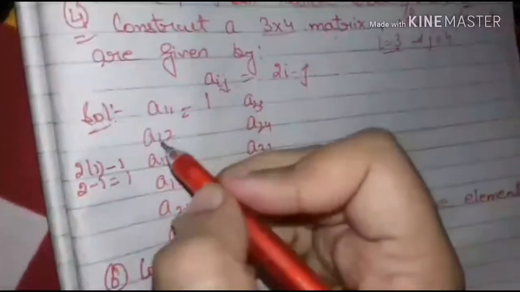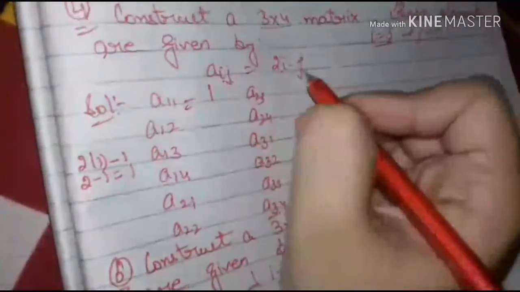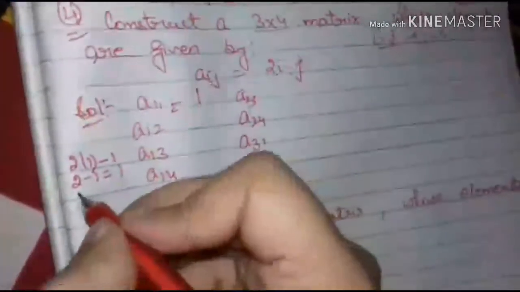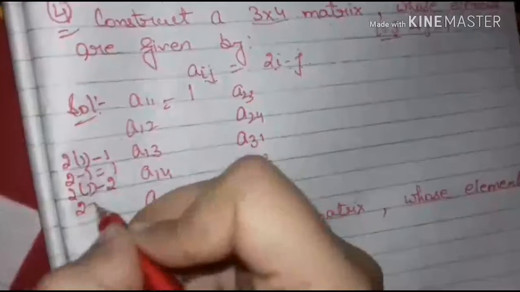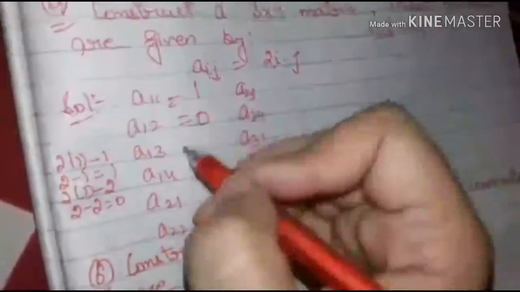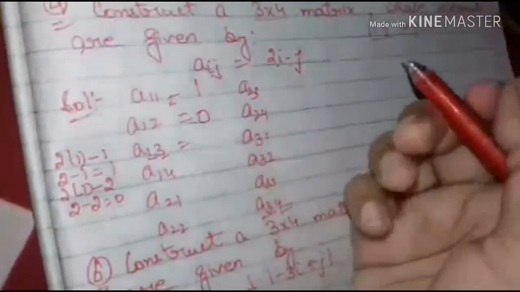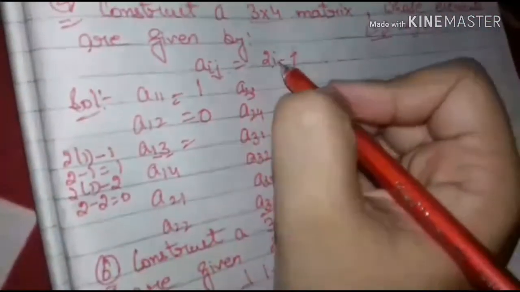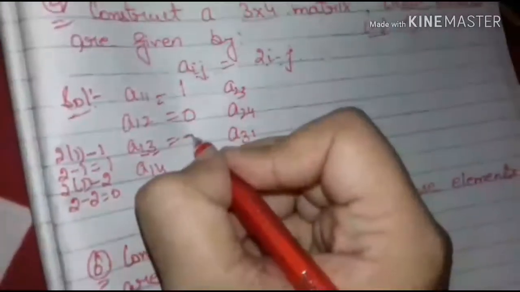And for the next element, if we put i equal to 1 and j equal to 2, so 2 into 1 minus 2, 2 minus 2 is equal to 0. So the next element will be 0. Similarly, put i equal to 1 and j equal to 3: 2 into 1 is 2, 2 minus 3 is equal to minus 1.